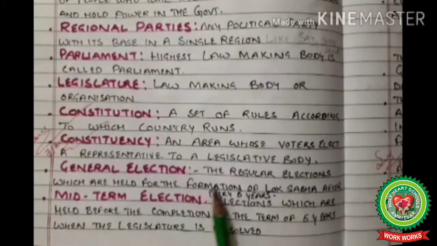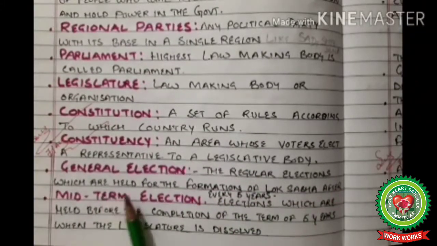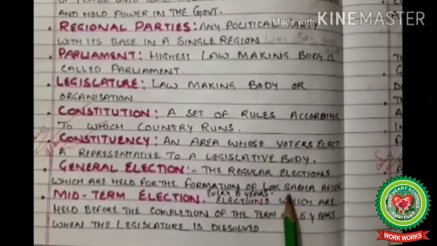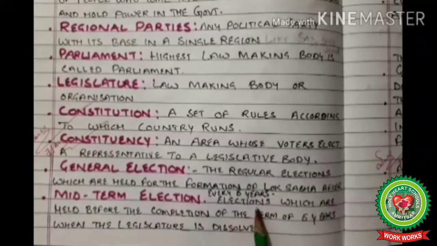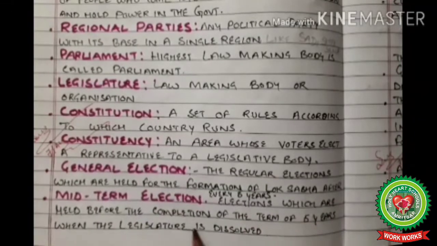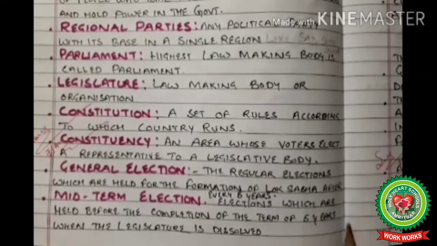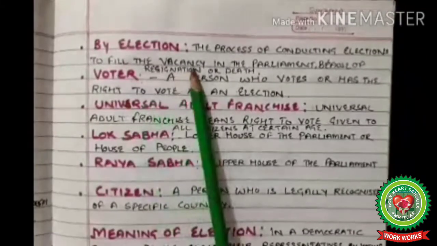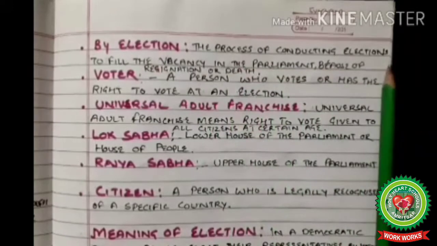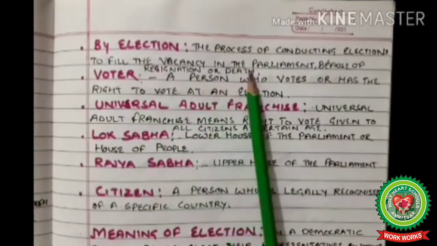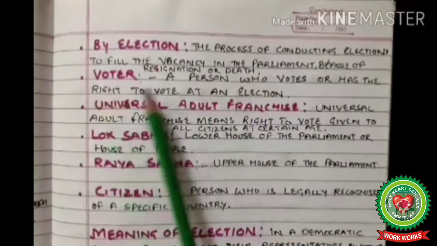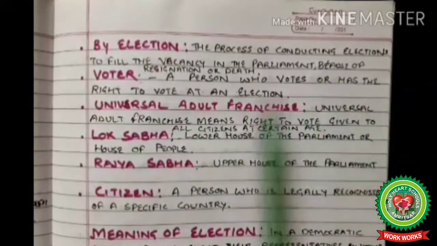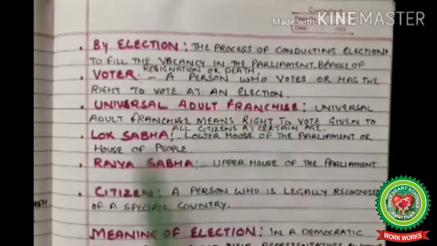General election. The regular elections which are held for the formation of Lok Sabha after every 5 years. Mid-term election. Elections which are held before the completion of the term of 5 years when the legislature is dissolved. By-election. The process of conducting election to fill the vacancy in the parliament because of resignation or death. Voter. A person who votes or has the right to vote at an election.